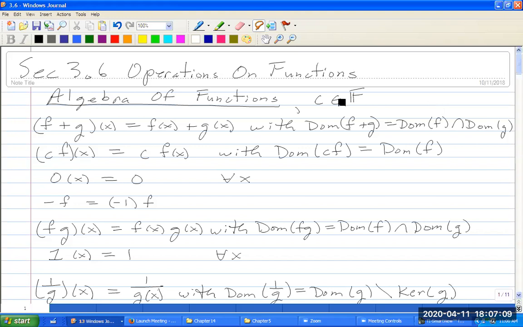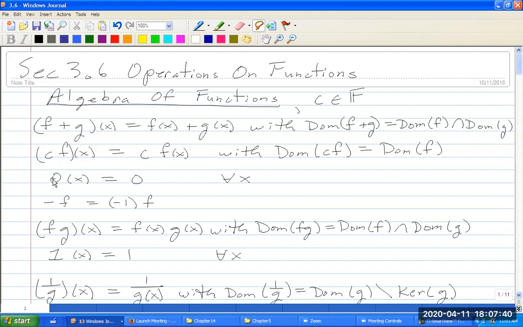Let C be a member of your field. Then I can define scalar multiplication as follows. A constant C times F, evaluated at X, is just C times F of X. The domain of CF is just the domain of F.